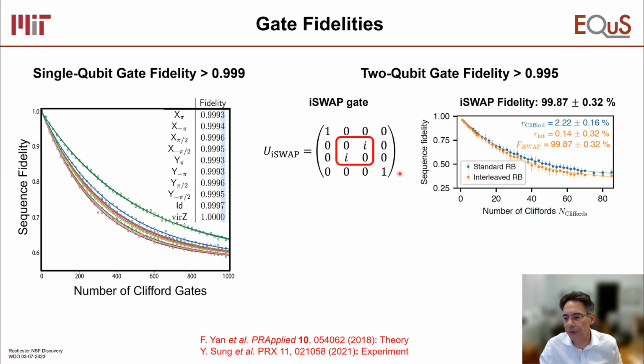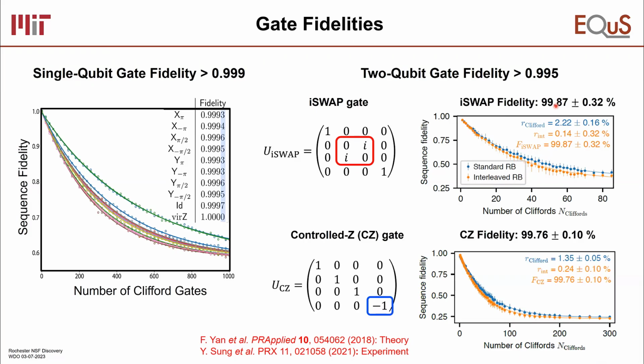For 2 qubit gates, it's the same story. We do randomized benchmarking, and we get gate fidelities that exceed 99.5%. So here we're almost at 3 nines for the iSWAP gate. For the controlled-Z, we're at about 99.8%. And I'll say that with fluxonium 2 qubit gates, we've now exceeded 99.9%. That paper will appear on the arXiv, or it has appeared on the arXiv, hopefully in publication soon.